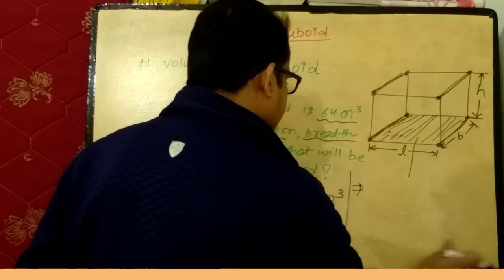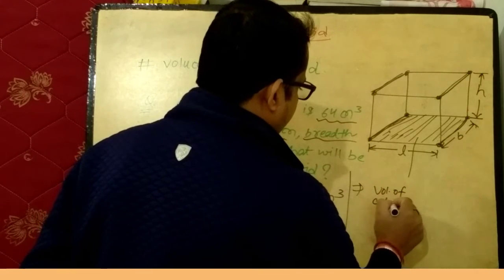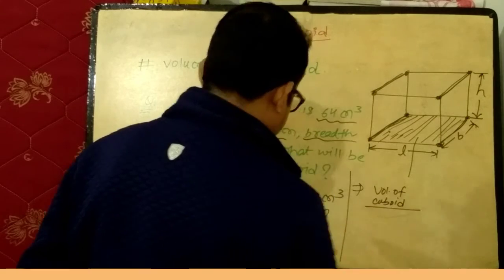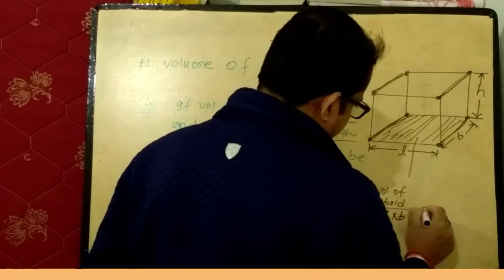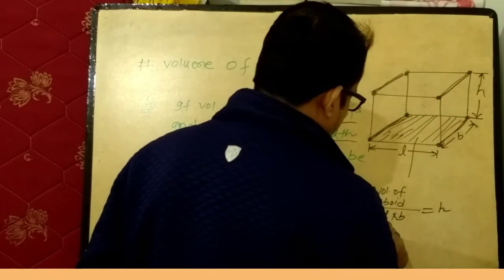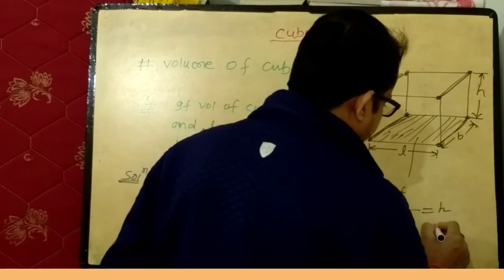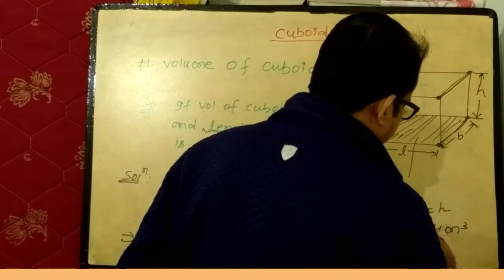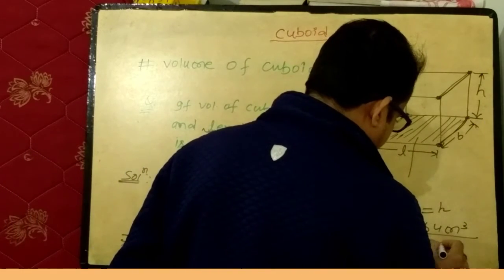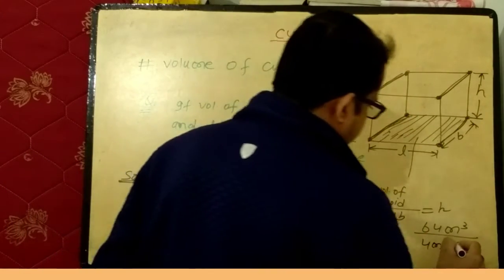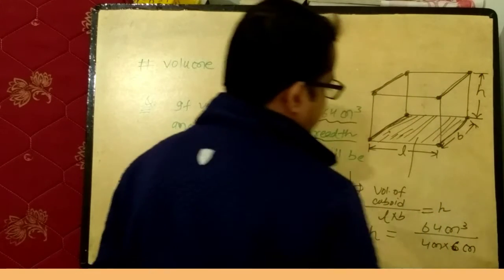simply volume of cuboid divided by this L into B equals H. So H equals volume of cuboid, 64 meter cube, divided by 4 is length, that is 4 meter, into 6 is breadth, that is 6 meter.